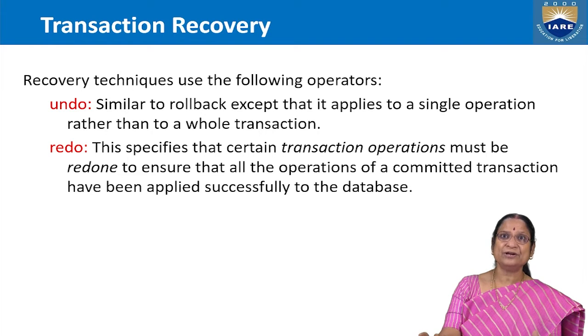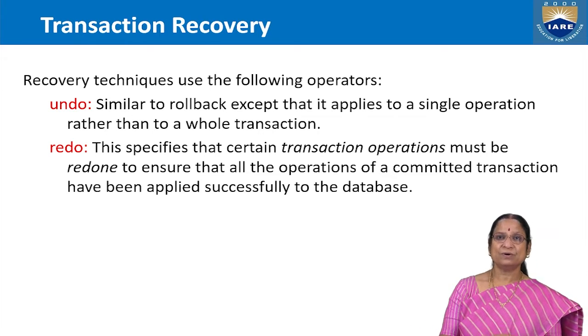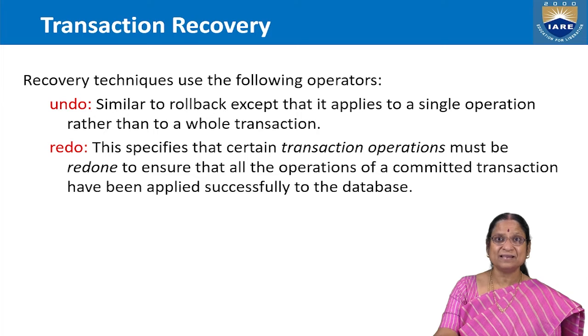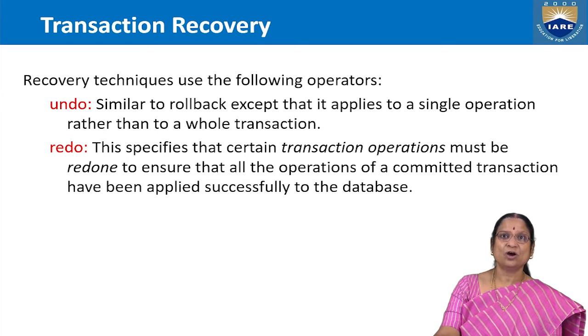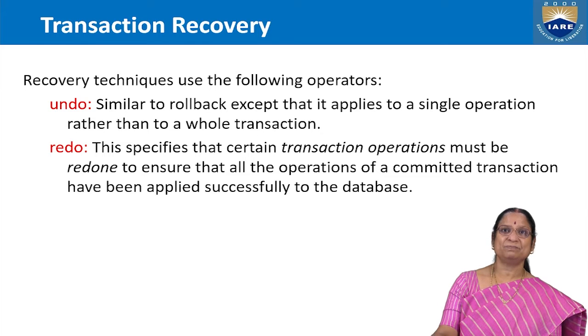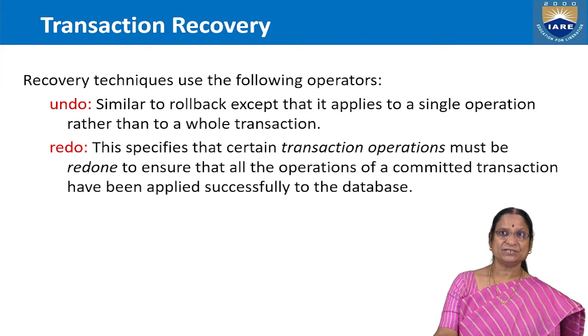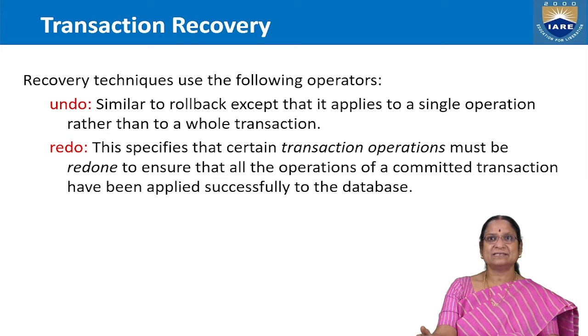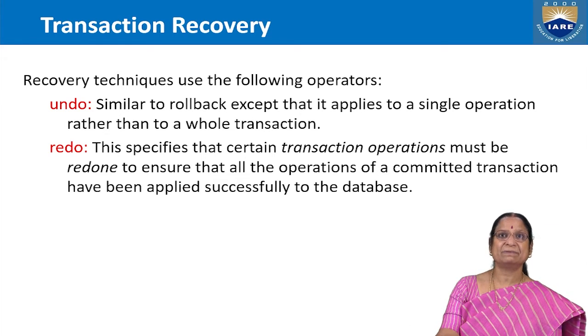What are those operations? Undo operation and redo operation. What is an undo operation? Undo operation is similar to rollback, but it applies to a single operation rather than the whole transaction. Rollback applies to the entire transaction; undo applies to a single operation. That means if a rollback is there, multiple undo operations have to be done. What is a redo operation? A redo operation means the transaction operations must be redone to ensure that all operations of committed transactions have been applied successfully to the database.